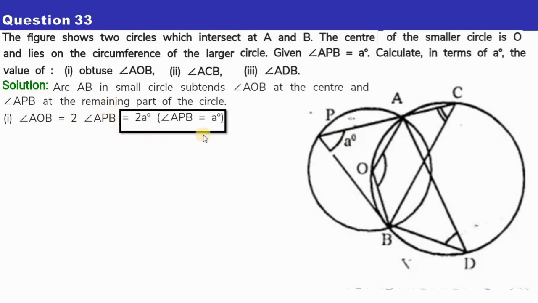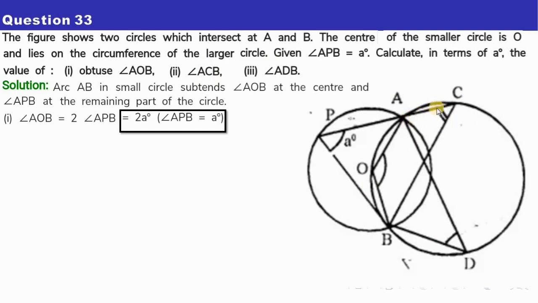And how much is APB? APB is a degree, right? So instead of APB, I am writing a degree. All right, so my answer for this particular question, that is obtuse AOB, will be double the a degree. So this is my first answer. Now let us find the second answer. That is, ACB lies in the bigger circle, right? So let us go to the bigger circle. So we need to calculate this one.